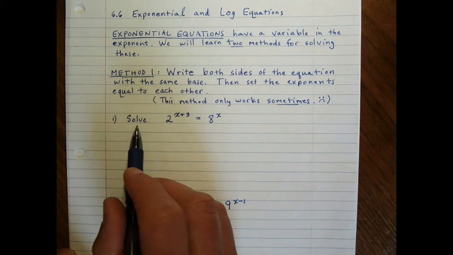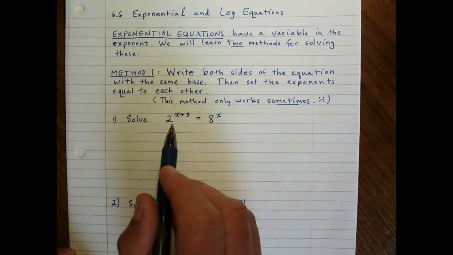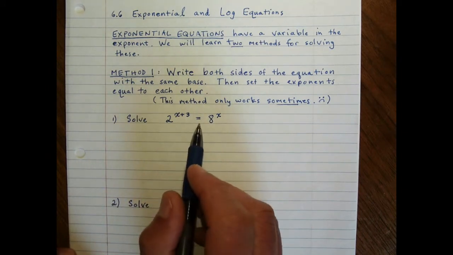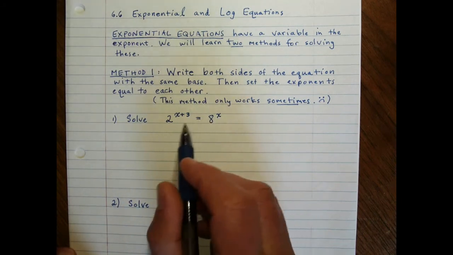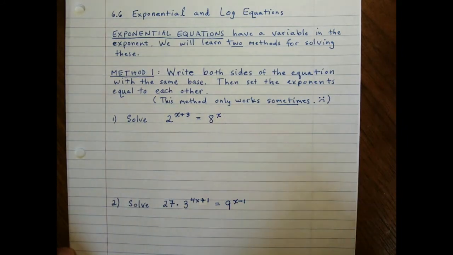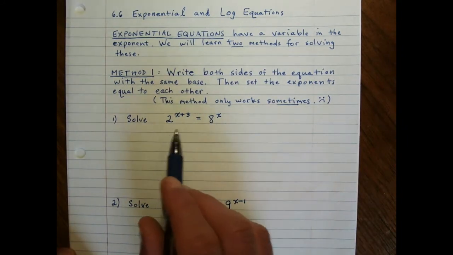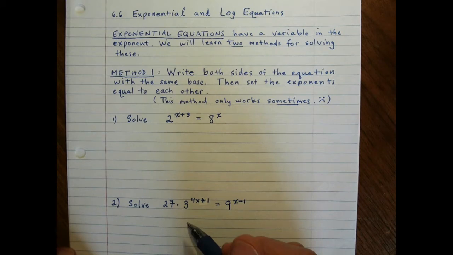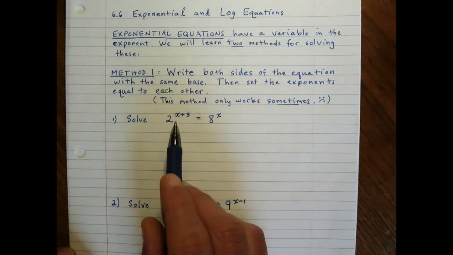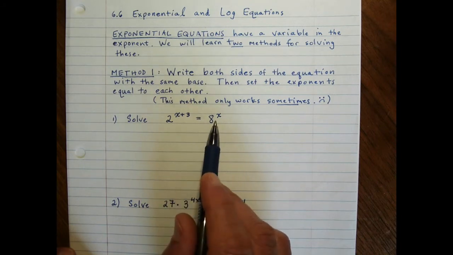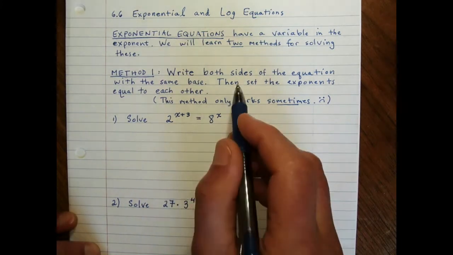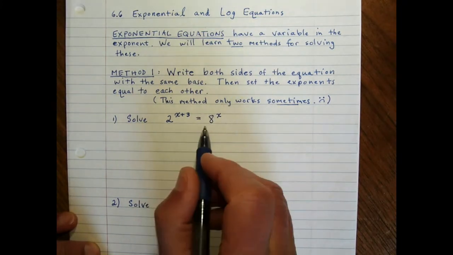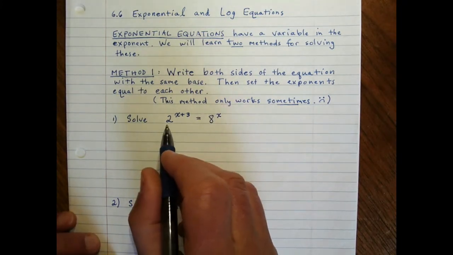And our first problem is to solve this equation, solve 2 to the x plus 3 equals 8 to the x power. So we want to solve for x. We want to find a value of x that will make the left-hand side of the equation equal to the right-hand side. And what's new for us in this problem is that the variable is up in the exponent. So if we want to apply method one here, we'd like to write both sides with the same base.